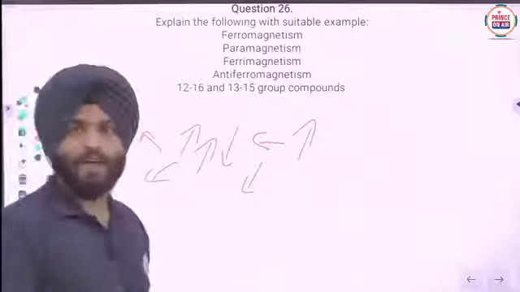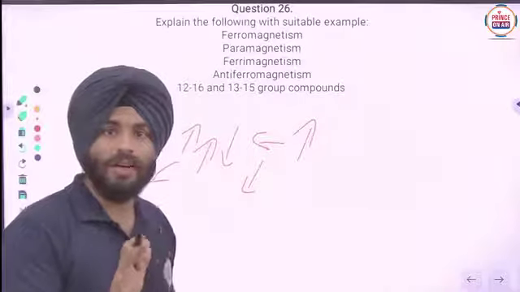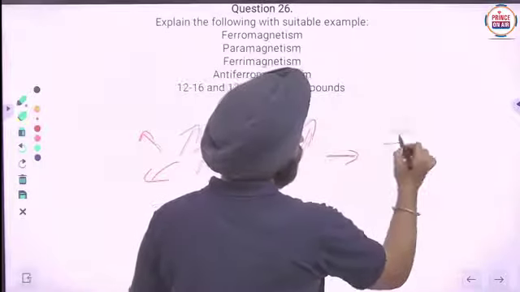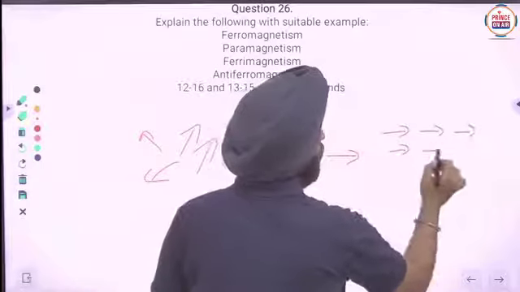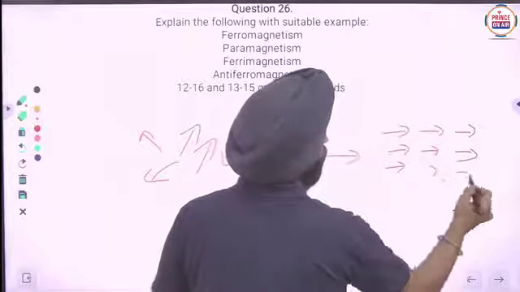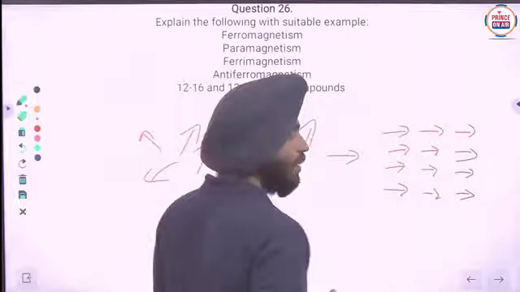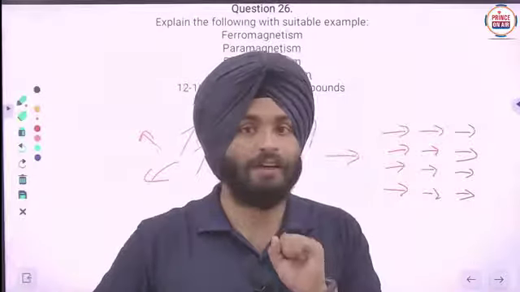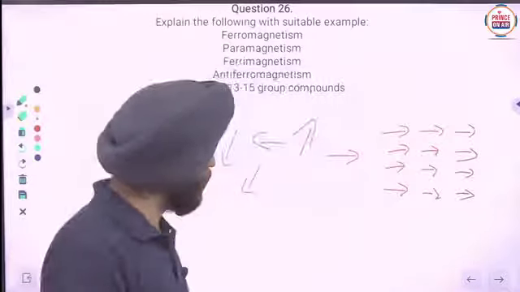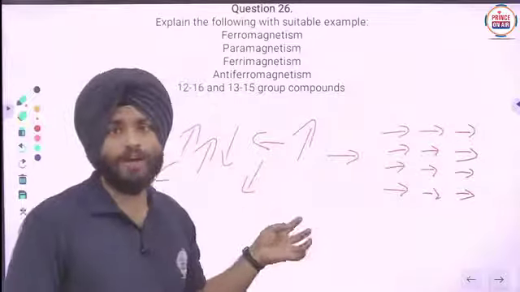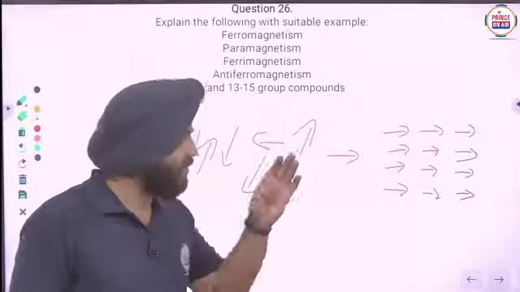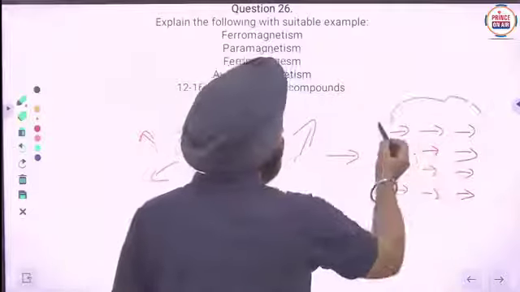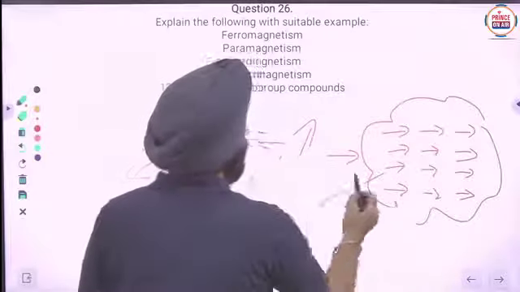But whenever we apply some external magnetic field, they change into the same direction as the magnetic field. Okay, they just shift towards the direction of the magnetic field. And even afterwards, if we remove that magnetic field, they stay like this. So that's why they form permanent magnets.